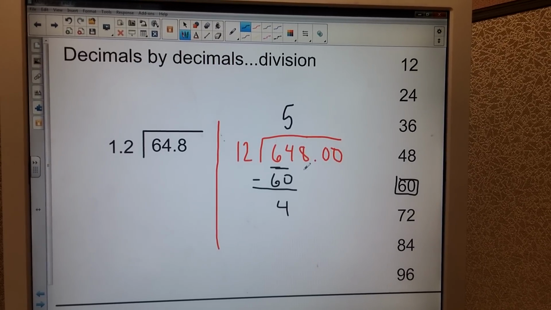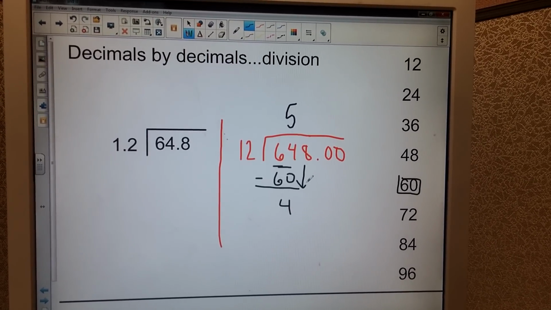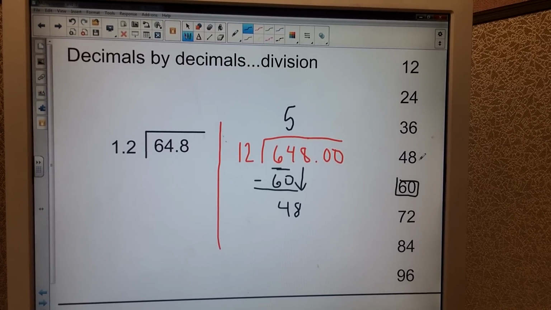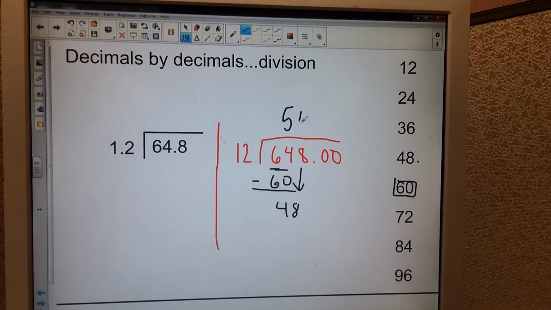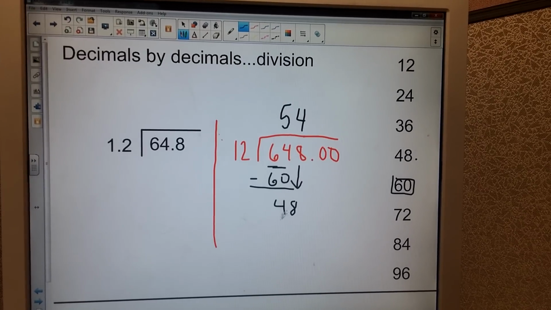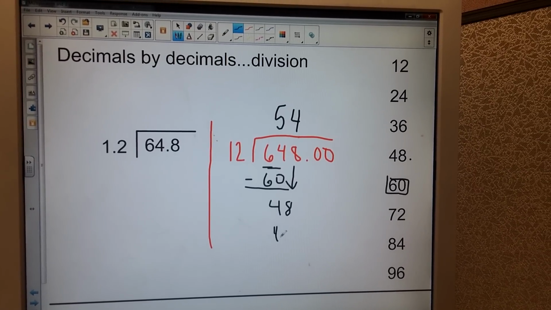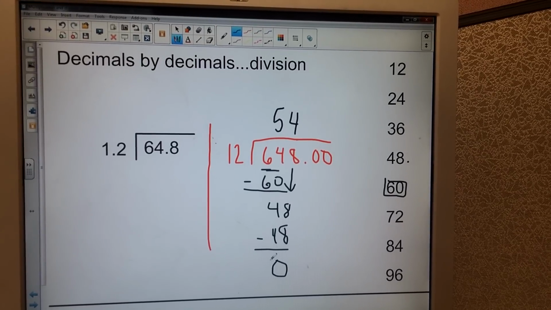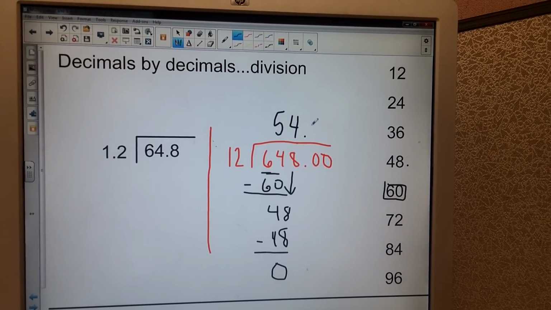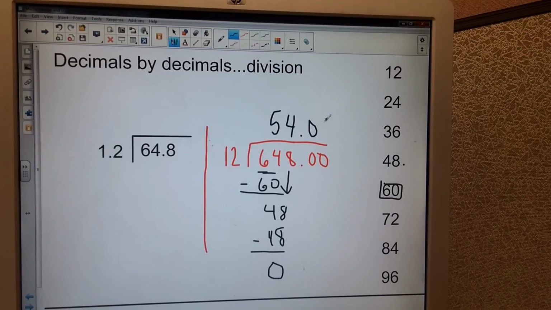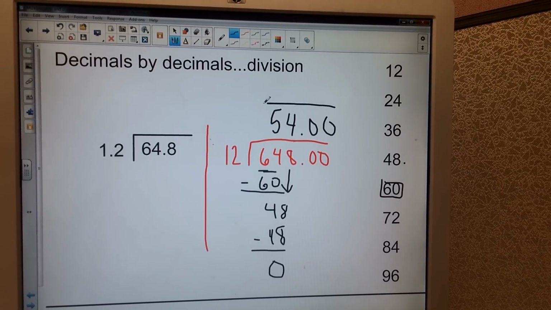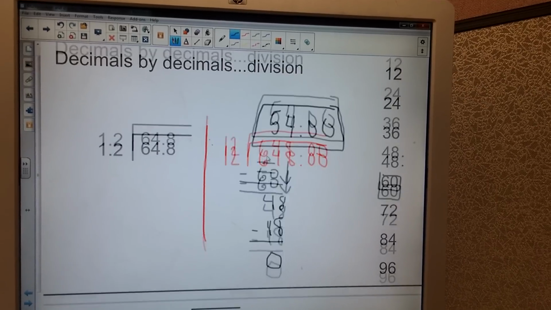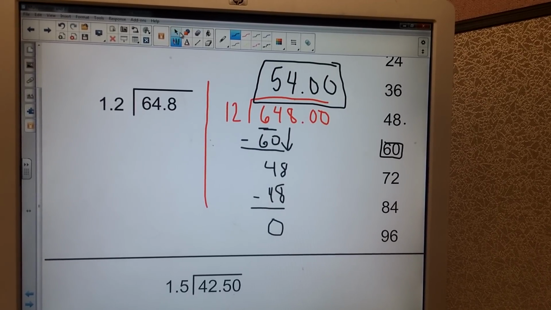Oh, this one's going to work out real easy because I already know when I bring this down, 12 is going to go nice and easy into 48, and there it is, 4 times. Gives me 48. I take it away. Put my decimal, and lucky for me, I just have zeros, so 54 is my answer.